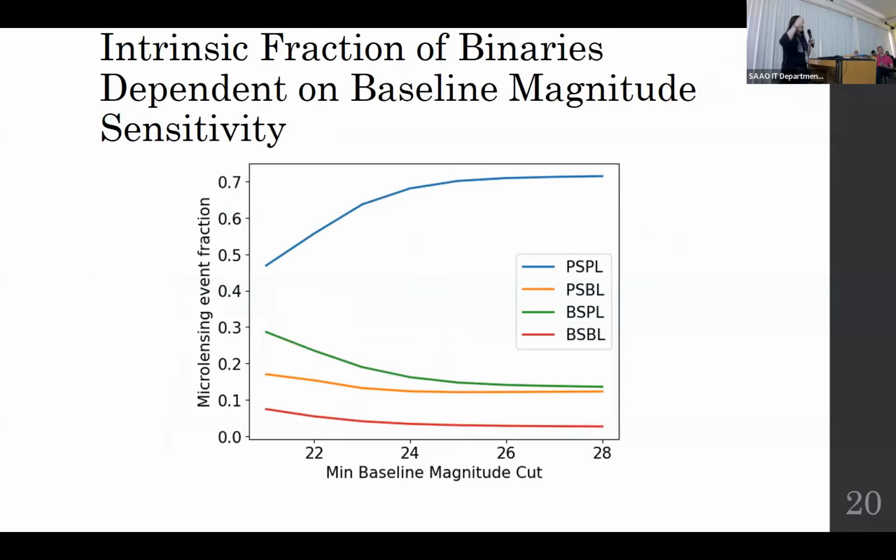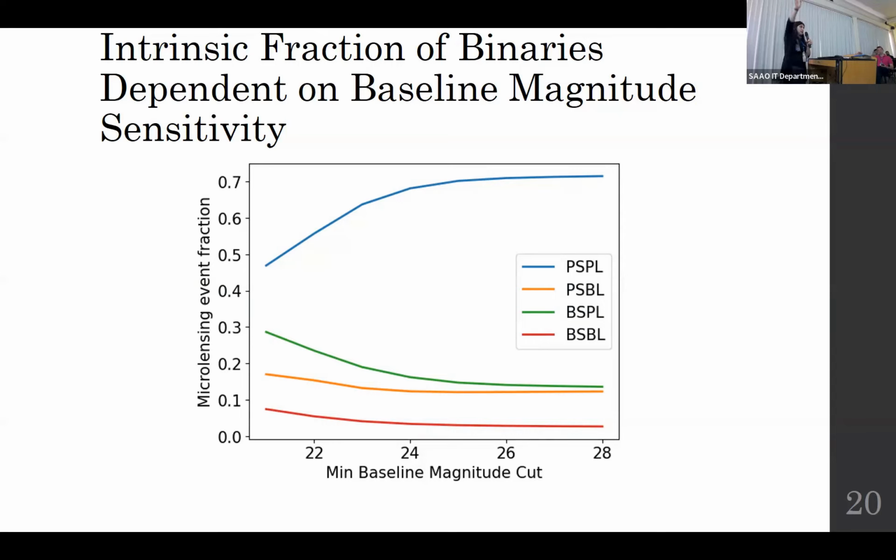So thinking about Rubin and Rubin beyond, our minimum baseline magnitude is going to change. And we actually see that in the intrinsic case, so this is not fitting, the intrinsic fraction of binaries is actually dependent on the baseline magnitude sensitivity. So the way to interpret this plot is that blue is point source point lens, orange point source binary lens, green binary source point lens, and red binary source binary lens. And each of these represents the fraction of microlensing events that fall into the respective categories.